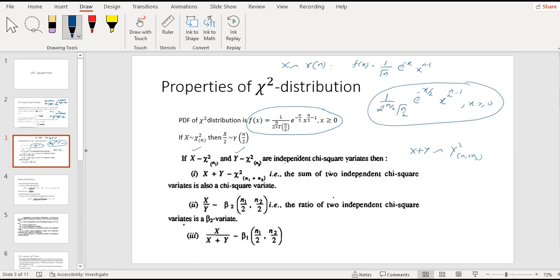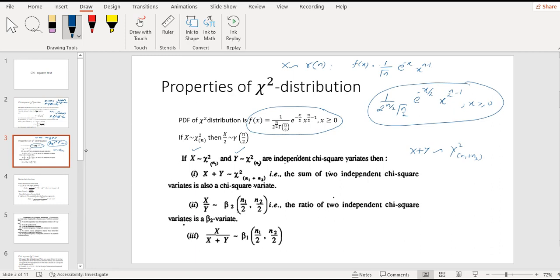Sometimes an MCQ-type question could be framed: if x follows a chi-square distribution with degrees of freedom n1 and y follows a chi-square distribution with degrees of freedom n2, and x and y are independent, then what about x plus y? Then x plus y will also follow a chi-square distribution with degrees of freedom n1 plus n2. Apart from this, there are some more properties.